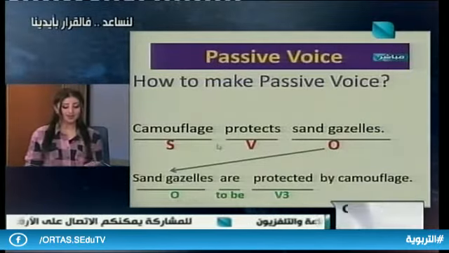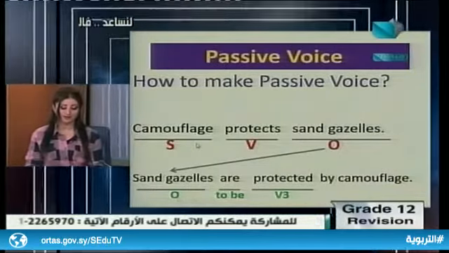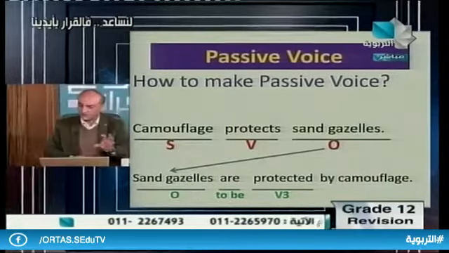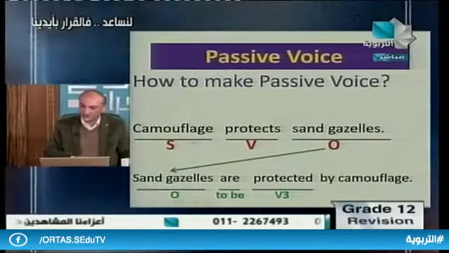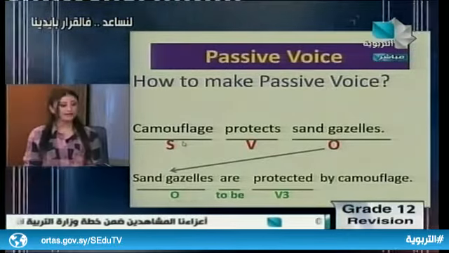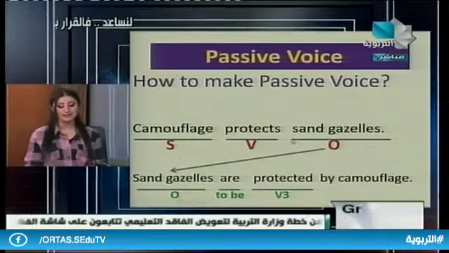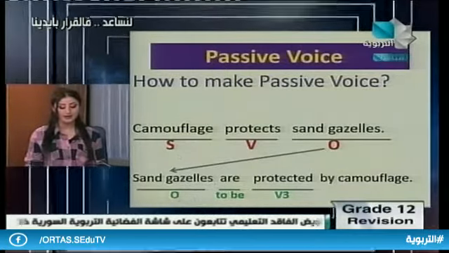We have subject, verb, and object. Here the sentence tells us what the subject does. It's an active verb. We will change it into passive voice. It will become: sand gazelles are protected by camouflage.